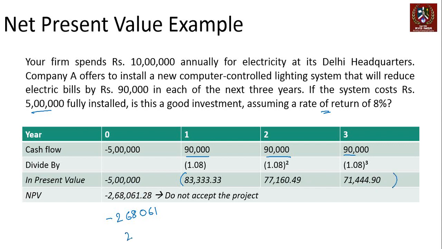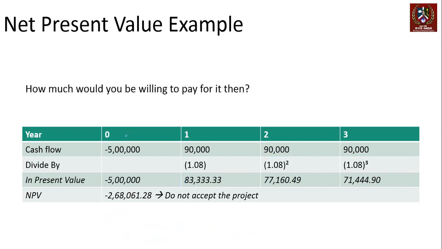Which practically means that the sum of these present value terms is the difference that we are getting, approximately 2,31,939 is what we're going to get. If we add these two, we'll get 5 lakhs, right? So that's the PV of cash flows that you're getting, or cash inflows, right? Cash outflow present value is minus 5 lakhs. The next question that comes to us is, how much would you be willing to pay for it then?